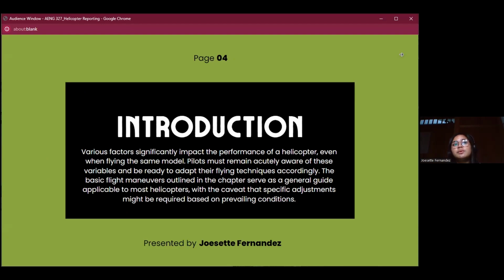The basic flight maneuvers outlined in this chapter serve as a general guide applicable to most helicopters, with the caveat that specific adjustments might be required based on the prevailing conditions.